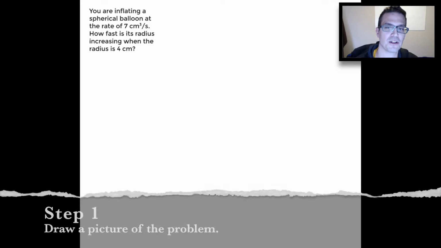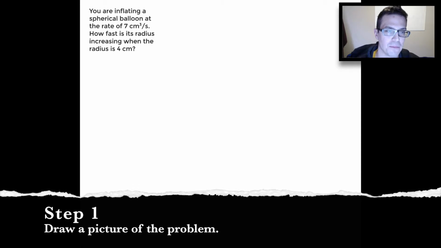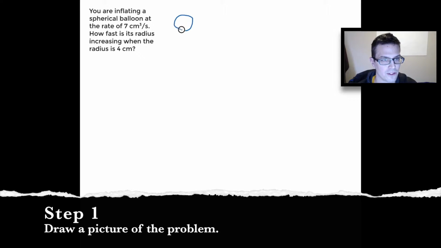So the first thing I'm going to do here is draw out a picture of what this looks like. And that's generally step one when solving these, is just draw a picture, or at least make a mental picture of what this looks like. So I'm going to do my best to draw a balloon here. All right, so we got a little circle right here, and then it's got a string here. So there's our circular balloon, okay?